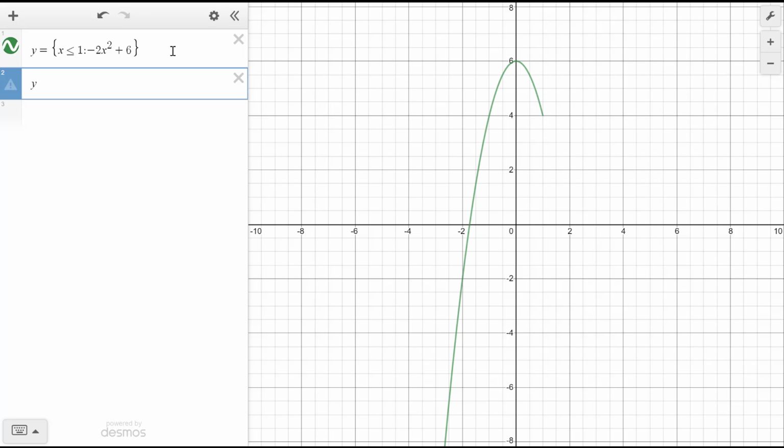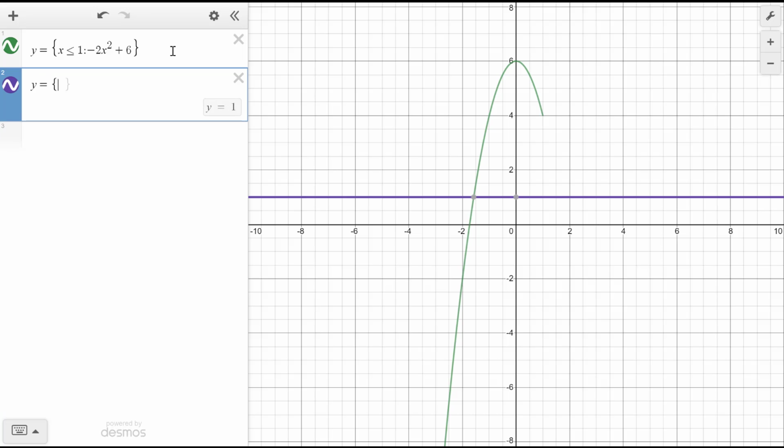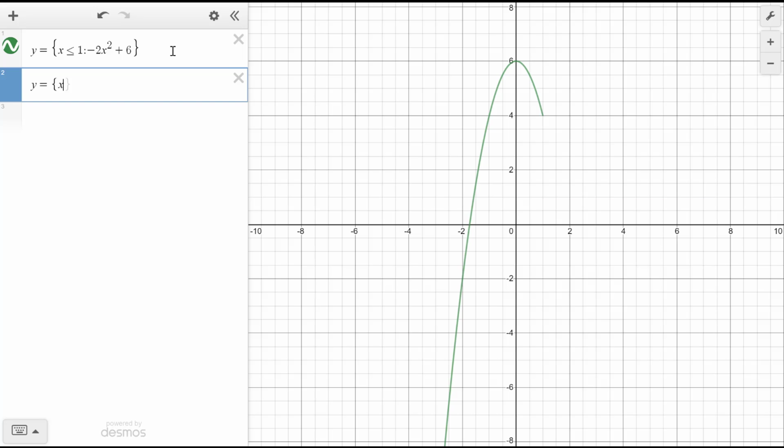We want to graph the second piece of that piecewise function. So again, we're going to do y equals curly brace, and in this case it's for all x strictly greater than 1. We're going to do another colon, and then we will put in our equation, negative 3x plus 4. So there is the graph of the piecewise defined function that was given in example 13 in the notes.